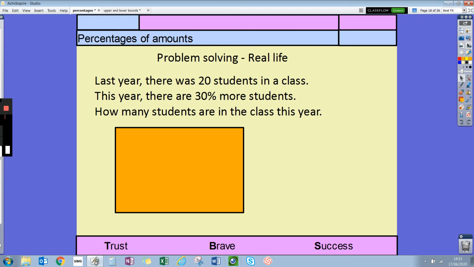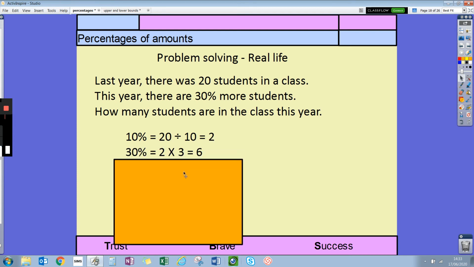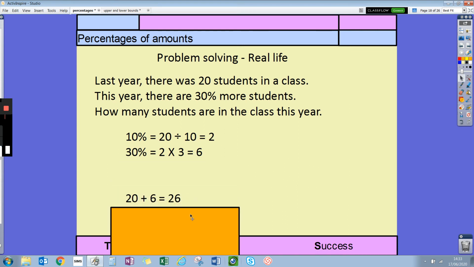So we've got 20 students in a class, 30% more students. So we're going to find 30% of 20. For 10%, we're going to divide by 10. And then for 30%, we want 3 lots of it, so we're going to times it by 3, which is 6. And then because it's more than, we're going to add it on. So we've got our original number of students in the class plus 6, which is 26.